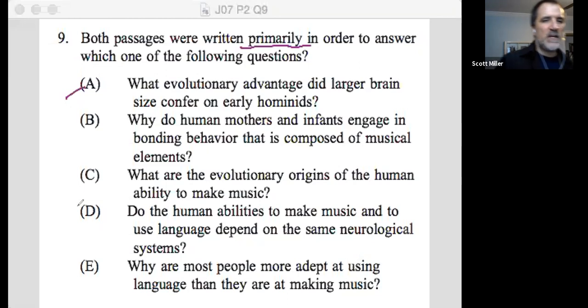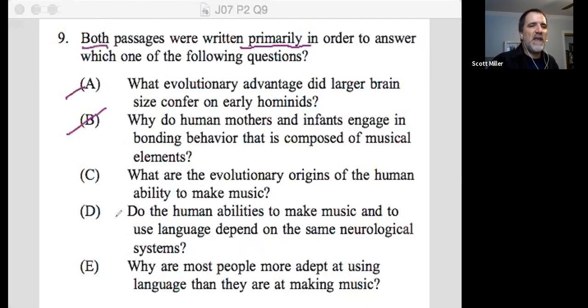Why do human mothers and infants engage in bonding behavior that is composed of musical elements? Now, I might remember right off the top of my head that was only mentioned in passage B. Human mothers and infants engage in bonding behavior. So I might eliminate that one right away. Maybe at this point, I might just double check. I might quickly scan passage A and say, did passage A say anything about mothers and infants? No. So I could eliminate it just because it's asking about both passages, and this is only passage A.